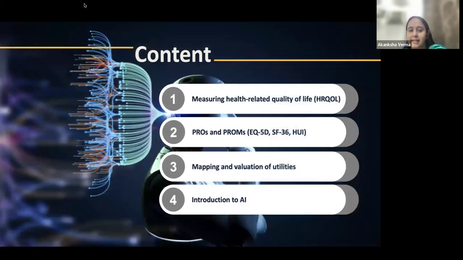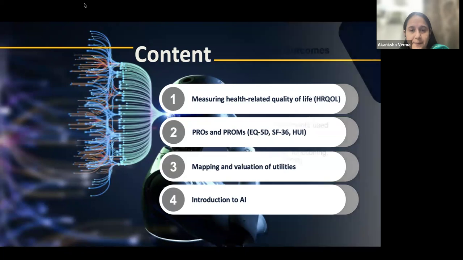So we have divided our session into these four major topics. First I would explain what PROs and PROMs are, and then we'll discuss the measuring, like how you actually measure health related quality of life. These two are basically interrelated. Then how do you map and value your utility values? And last would be introduction to AI.